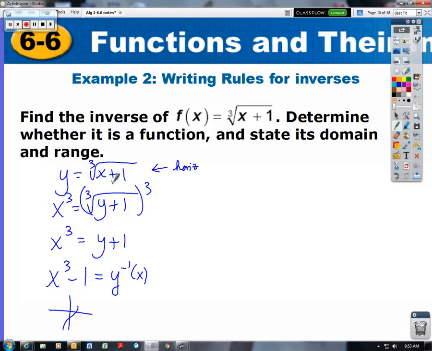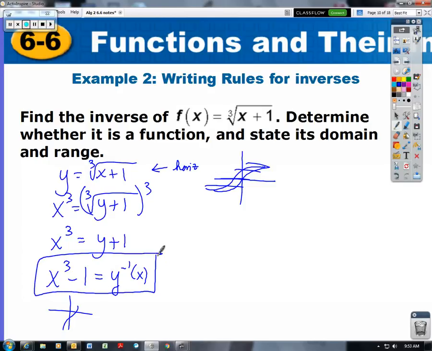And then this one too, you should remember what that looks like. A cube root has this shape like that, and then this is just to the left 1. Does that pass the horizontal line test? Yes. So yes, it is a function, so we can use y to the negative 1. I will box this in because this is one of our answers. So yes, it's a function.